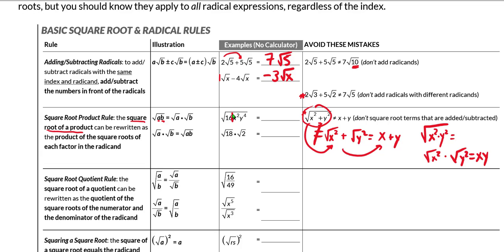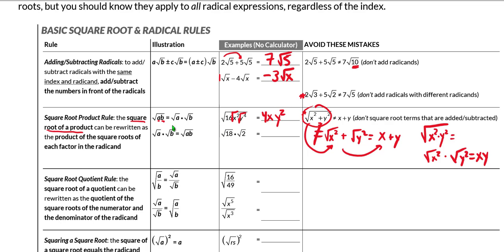So let me actually just, why don't I just write it in there? So root 16 is 4, root x squared is x, and root y to the fourth is y squared. Y squared times y squared is y to the fourth, so the square root of y to the fourth is y squared. So we can simplify root 16 x squared y to the fourth into 4xy squared.